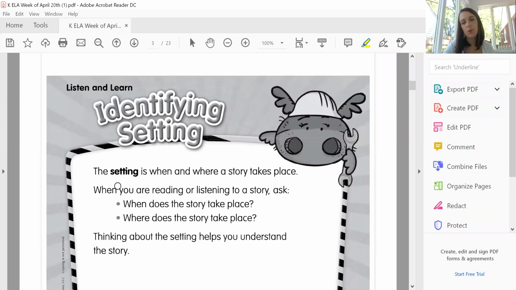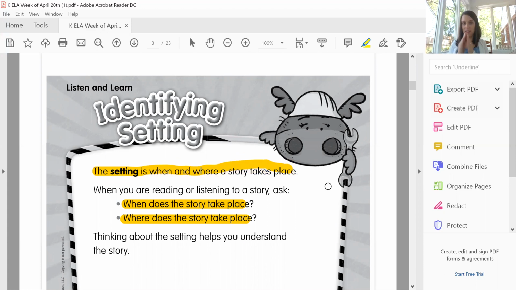Some questions we can go through that help us find the setting are, when does the story take place? And the next question we're going to ask ourselves is, where does the story take place? Those are two questions we can ask when reading. And we know the definition: the setting is when and where a story takes place. And we practice this in the classroom.